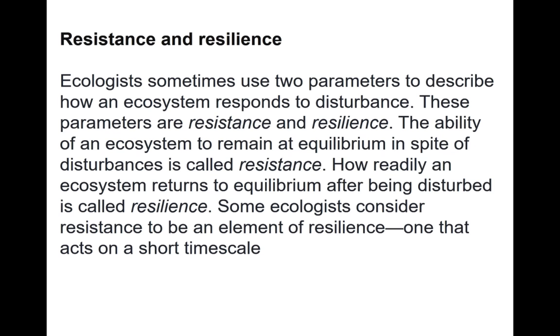So resistance, okay, how fast? The ability of an ecosystem to remain at equilibrium despite disturbances. So if I have a fire, did the ecosystem stay in place? Did I have landslides because of the lack of vegetation? And how readily can an ecosystem return back to equilibrium is called resilience. So if I have a bunch of trees that are burned down in the sequoias or in Yosemite, how fast can they return back? And that's called resilience.